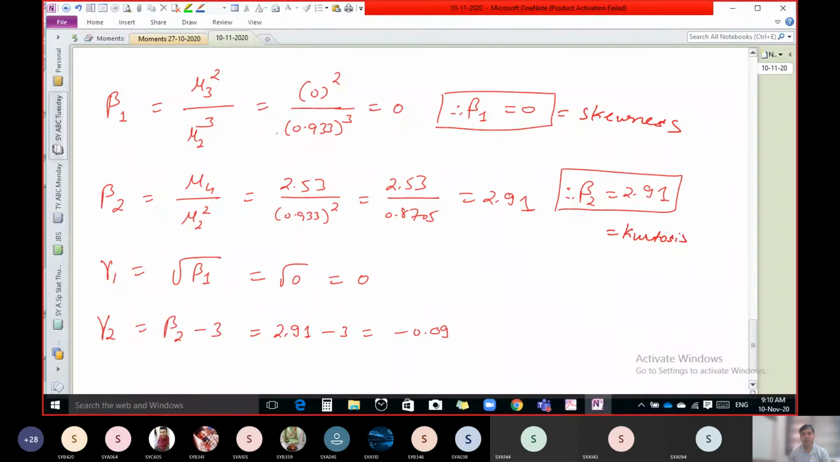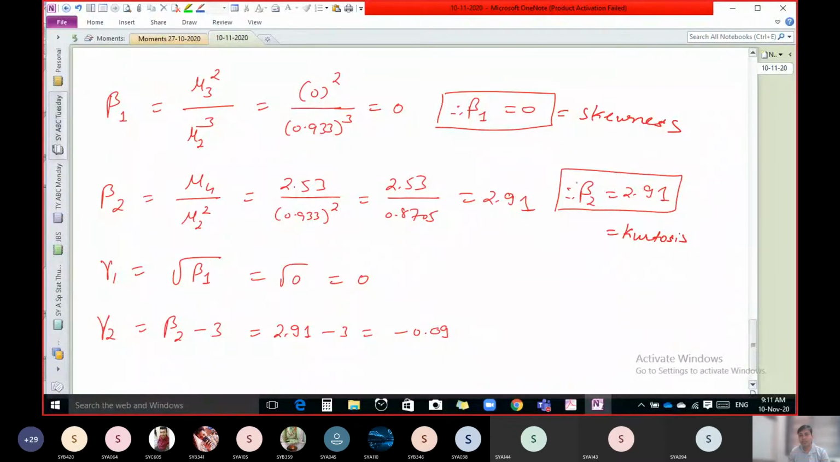That means you have to find out beta 1 and beta 2, and there is a formula of beta 1, mu 3 square upon mu 2 cube. Here our mu 3 is 0. So 0 square, that is 0, and 0 divided by anything we get 0. So skewness is 0, and if skewness is 0, we can say that the data is symmetrical. And beta 2 is mu 4 upon mu 2 square. Mu 4 is 2.53 and mu 2 is 0.933. Take it square and now use the calculator. You will get 2.53 divided by 0.8705 is 2.91. That is beta 2. That is kurtosis.